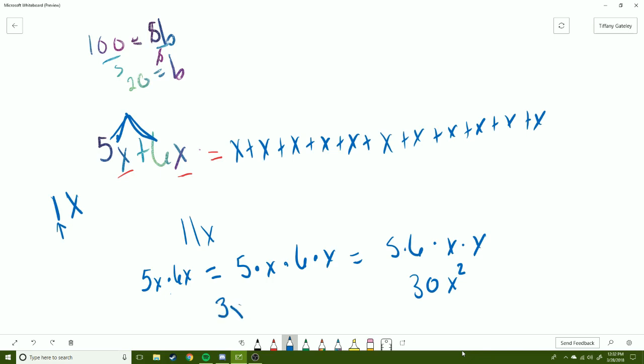Now what happens if you have x's and y's? So say you have 3x plus 4y. Well, you don't do what we did up here because these are different variables. So like apples and oranges. Because again, this is saying x plus x plus x plus y plus y plus y plus y.